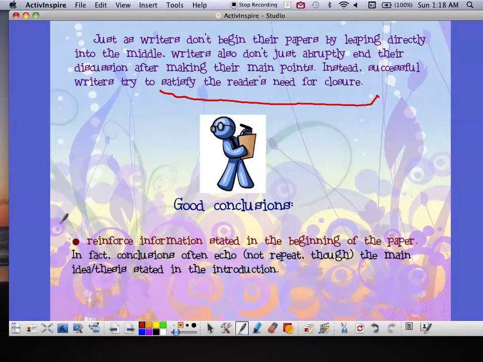So good conclusions reinforce the information. Reinforce doesn't mean repeat. In fact, they often echo the main idea or the thesis stated in the introduction. So if at the beginning you open up with a quote about giving back to your country through, let's say, I'm trying to remember what it's called, the Peace Corps, then at the end you're going to want to come back to that point without actually repeating what you laid out in the beginning.